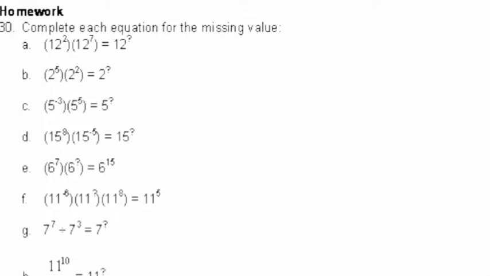Same types of work. So in this case, same base. They're multiplying, so I'm going to add 2 and 7. So my question mark is 9.